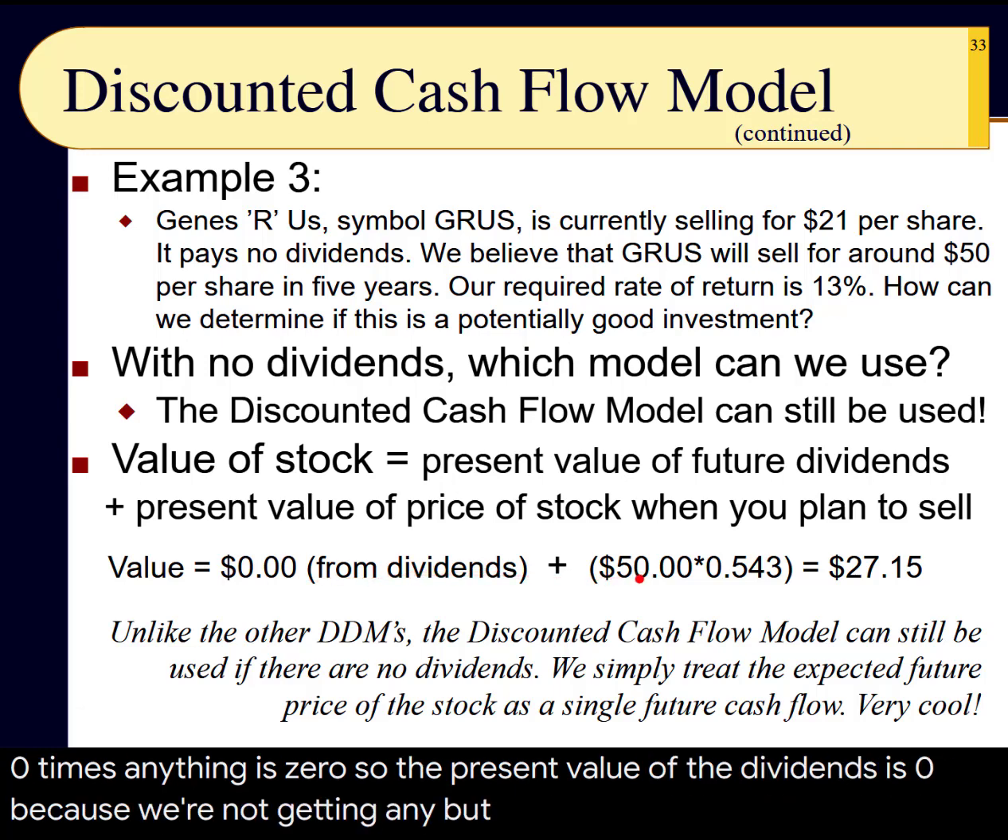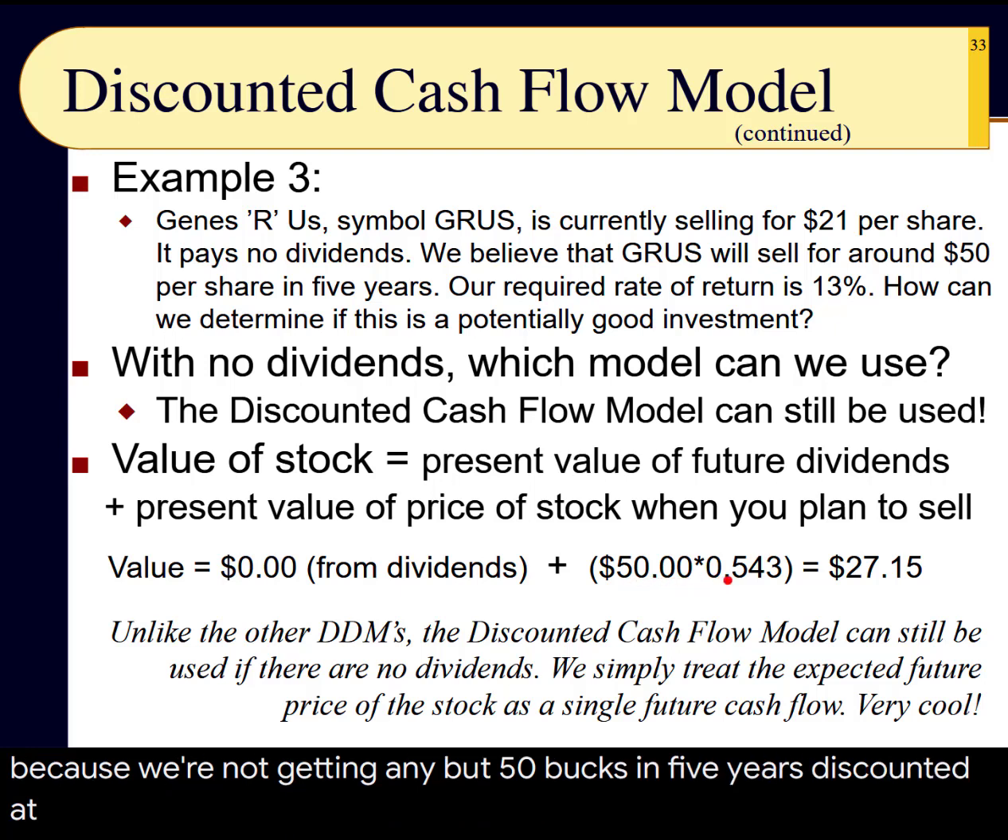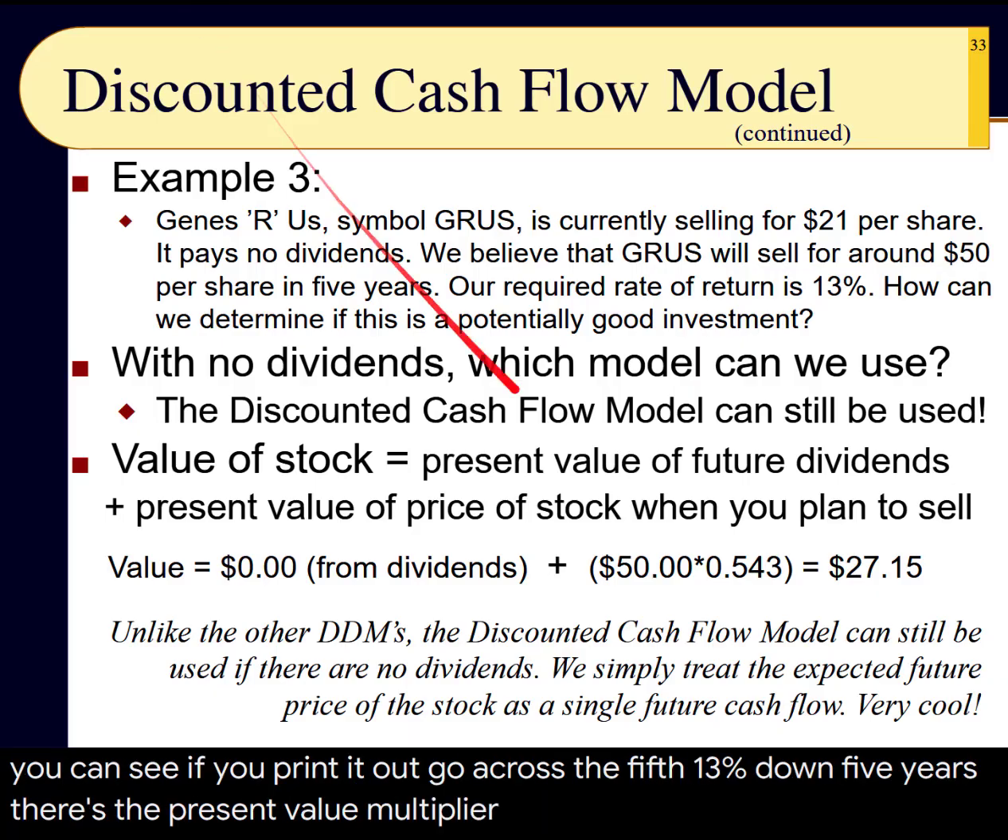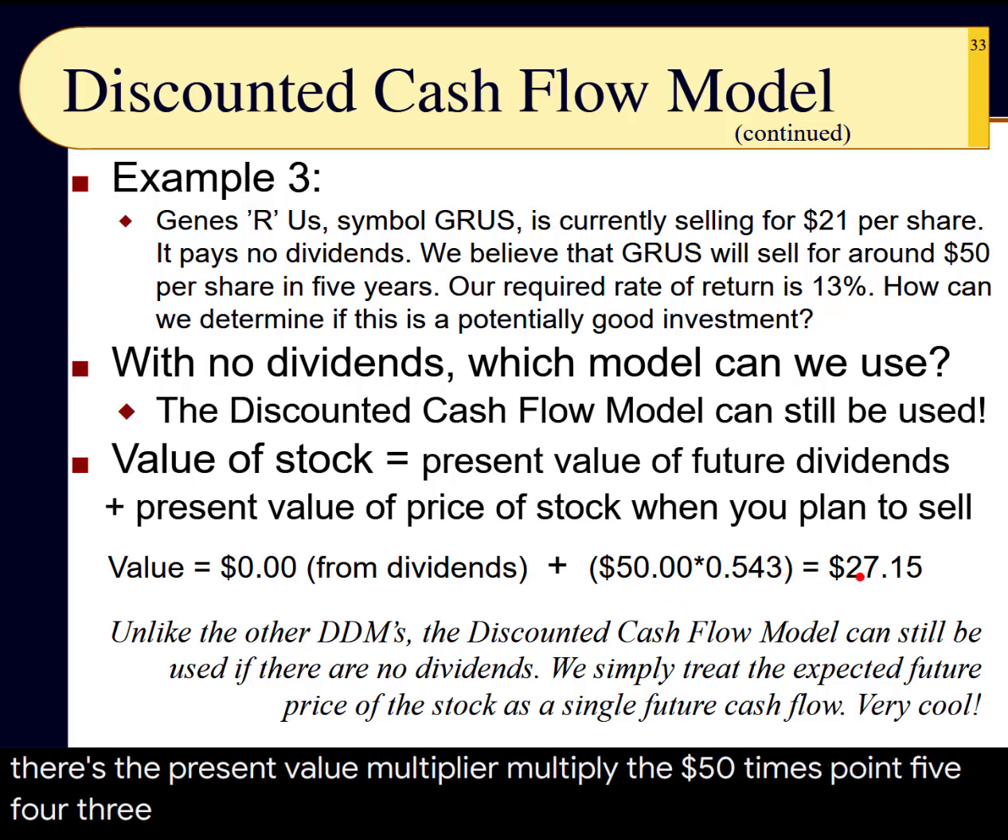But $50 in 5 years discounted at 13%. And where did we get that number? We went across to 13%, down 5 years. Can't see the years on the left side, sorry, but you can see if you print it out. There's the present value multiplier. Multiply the $50 times 0.543, and it tells us that the stock today is worth $27.15.